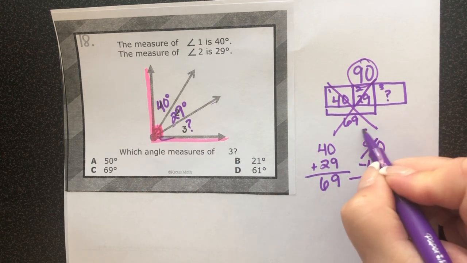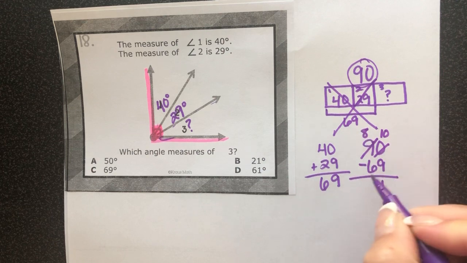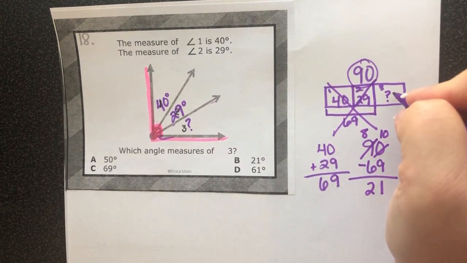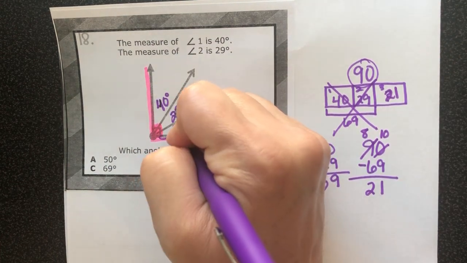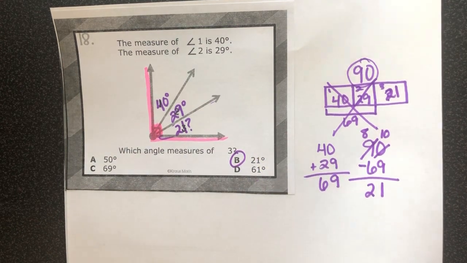Can't subtract that. This becomes 8. This becomes 10. 10 minus 9 is 1. 8 minus 6 is 2. That leaves me with 21 degrees. So angle 3 must be 21 degrees, which is answer choice B.